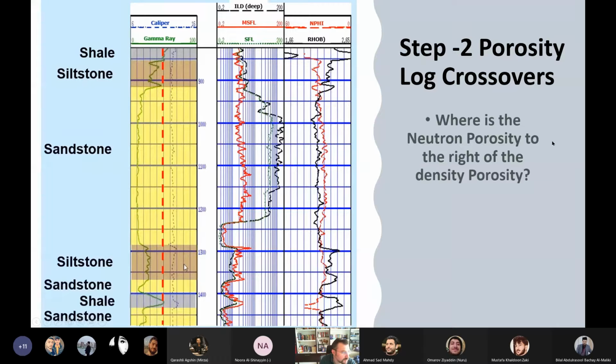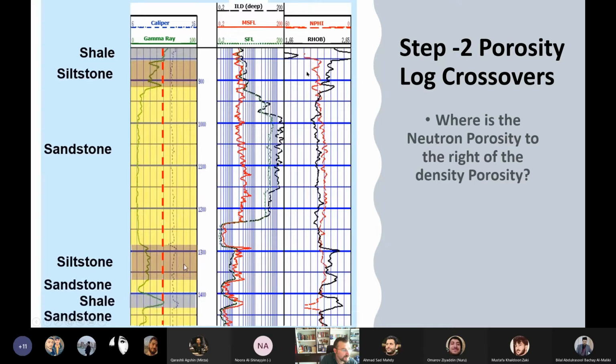So the porosity log crossovers: where is the neutron porosity? To the right of the density porosity. So let's check. When we go to the neutron and the density porosity, we can see some differences in here. Why did it call it shale? Because they compared it with the porosity logs. So your gamma ray gives a certain value here, up to 50, 60, something like that. But when I go to the porosity logs, I can see directly it is shale. As you can see from the density, it's directly shale. Okay, that's the reason.